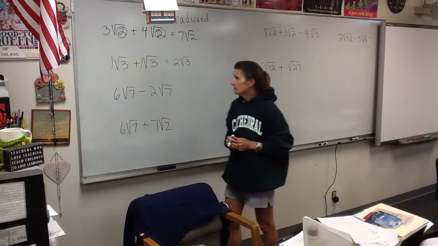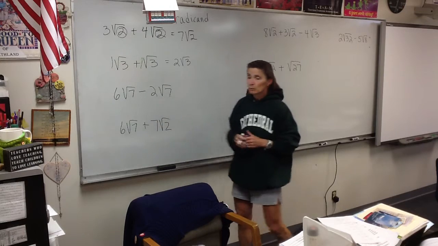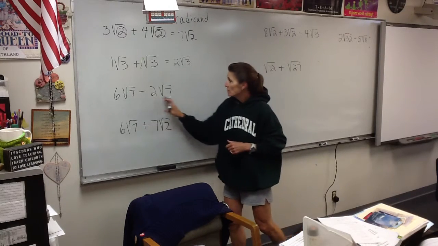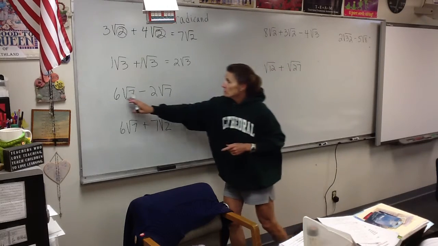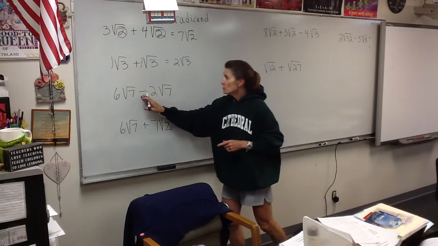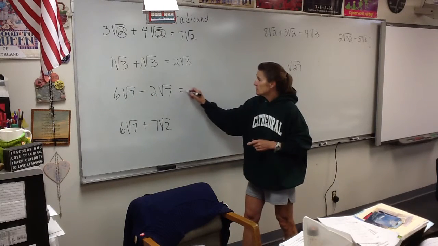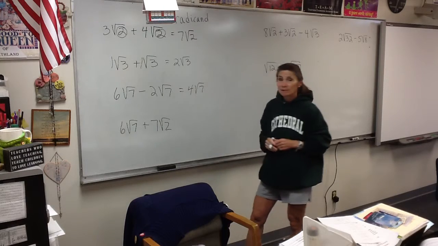Six root 7 minus 2 root 7. Once again, the root 7's match. So 6 root 7 minus 2 root 7 will leave us with 4 root 7.